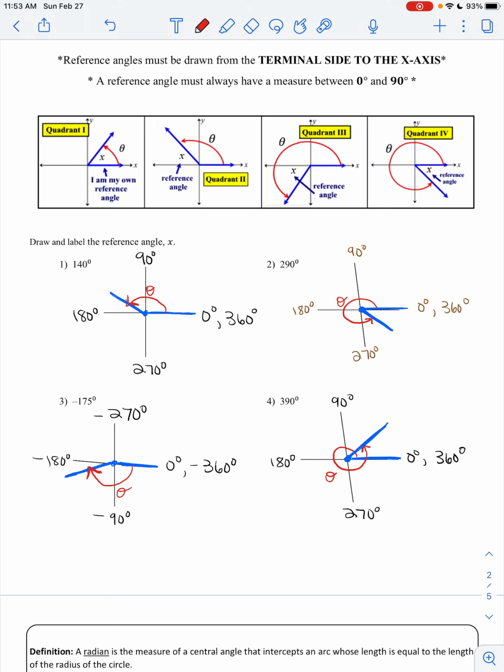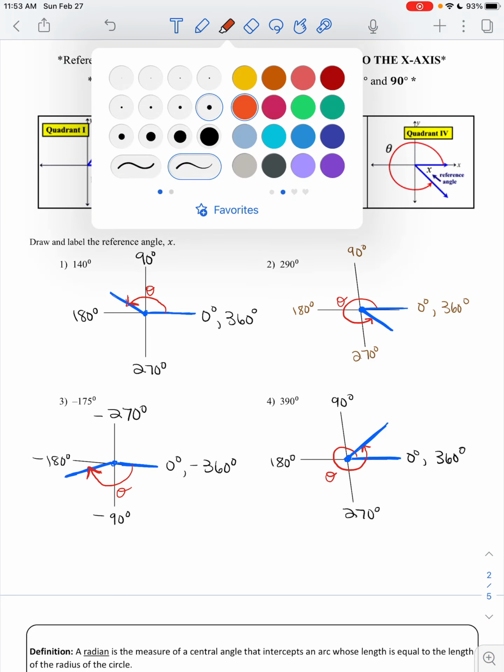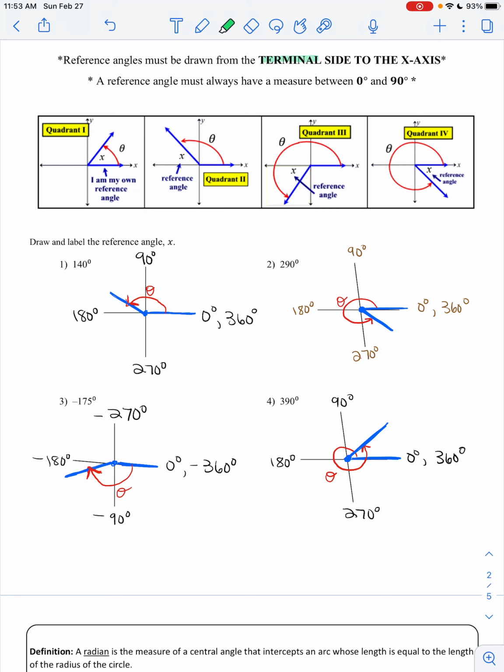Okay. So now we're going to draw in the reference angle. So your reference angle, you're going to label with an X. And your reference angle is drawn from the terminal side of your angle to the x-axis. So the first thing that I'm going to do is I'm just going to use the highlighter. Maybe I'll use green. And I'm just going to highlight the terminal side of each of the angles that we drew. So here's the terminal side here, in example 1. Here's the terminal side here in example 2. Here's the terminal side here in example 3. And here's the terminal side here in example 4.